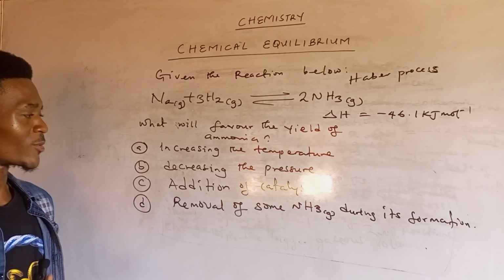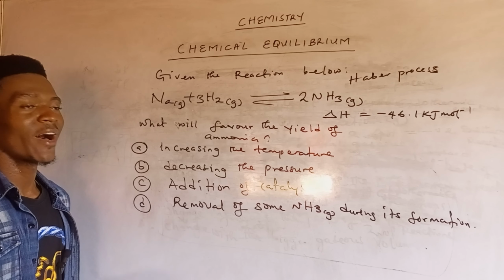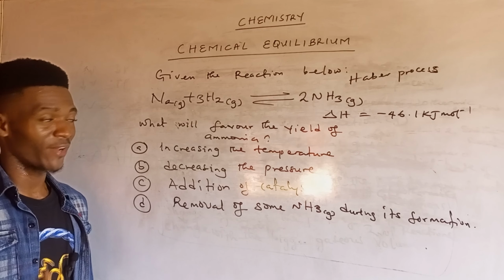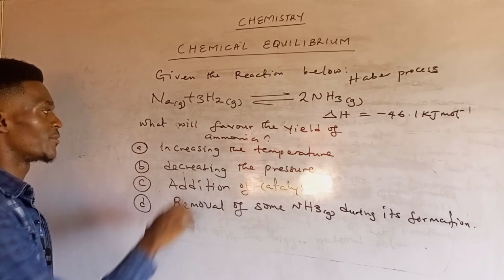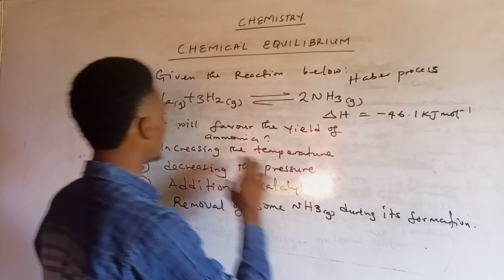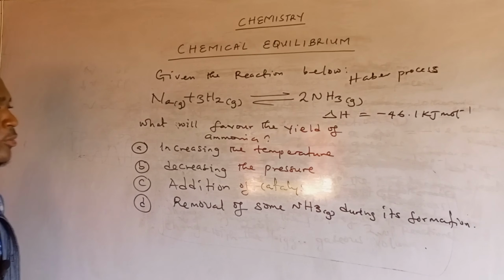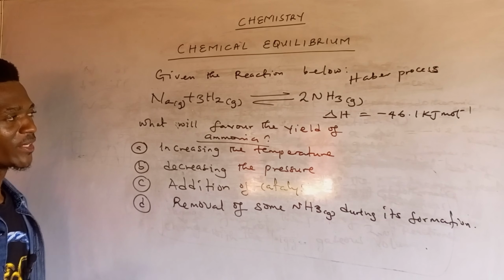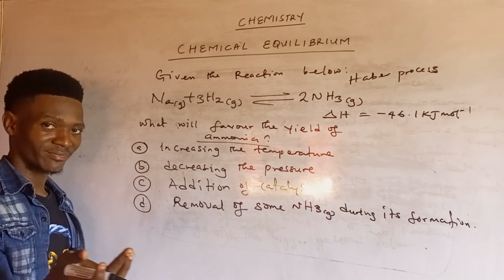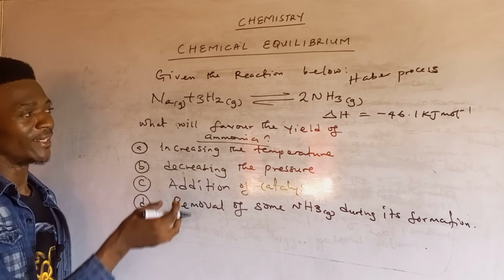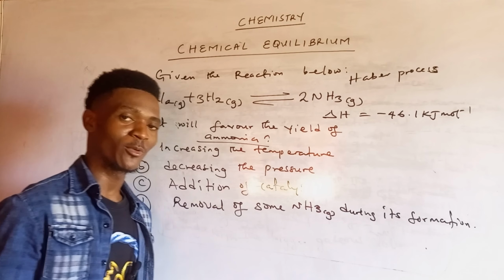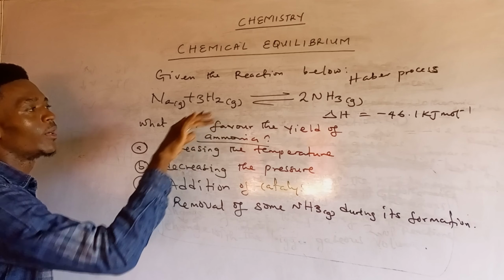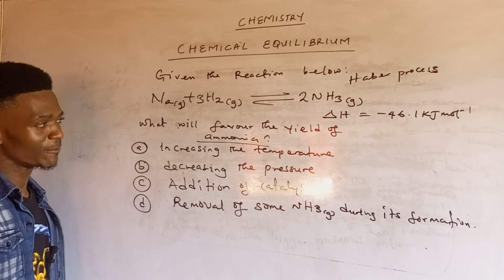But let's see. In this kind of question, you have to be very careful because you are having diverse constraints here. Looking at the reaction, they said, given the reaction below, and you were given your delta H value to be negative, what will favor the yield of ammonia? You see, they did not write what will favor the yield of NH3. You see how this question is kind of tricky. So if your ammonia is N2, then of course you know what you're supposed to do there. Then it means that you get a very wrong value. So looking at this, your ammonia is NH3. That's the formula of ammonia. So we are looking at what will favor the forward reaction, meaning the yield of ammonia.